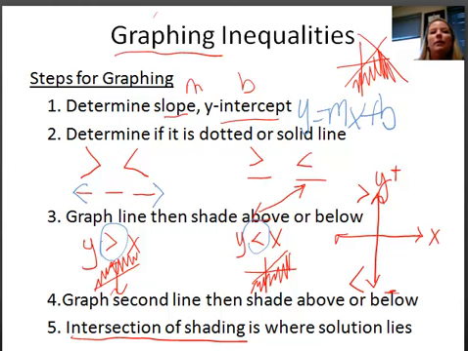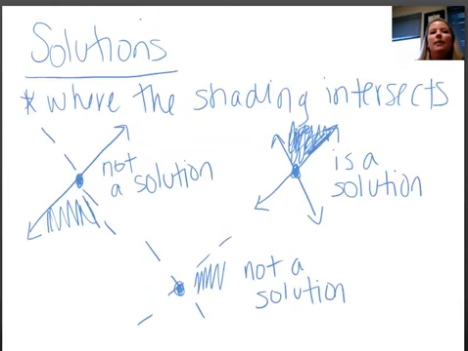Okay, then remember that solutions, in order for the coordinate where they intersect, this is the difference between an inequality and an equation. In order for the coordinate to be a solution, it has to be two solid lines. Otherwise, you have to pick a point within the shaded region.